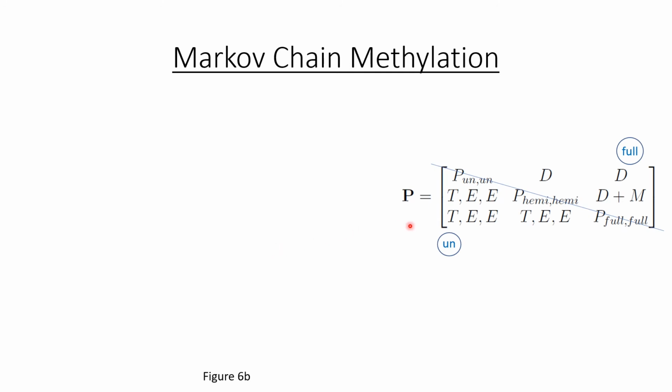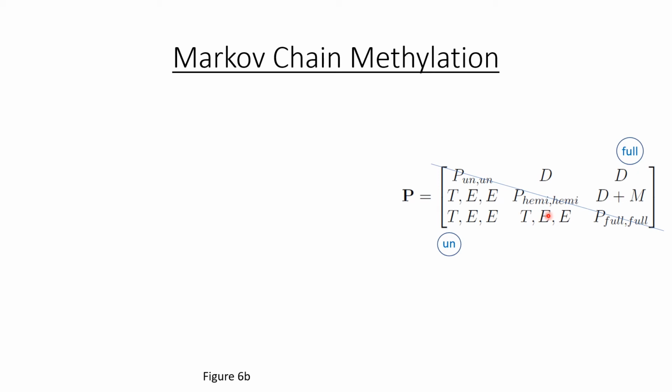Let's analyze this transition matrix with respect to math. We know that as the epigenome progresses, things become more and more methylated. So this matrix is upper triangular dominant. You can see it here. These D's and M's need to be larger than the demethylator factors in the system.